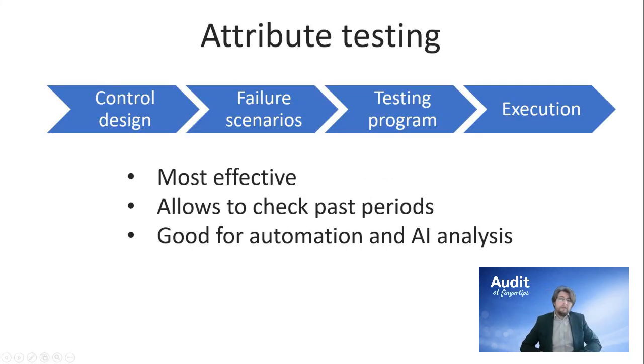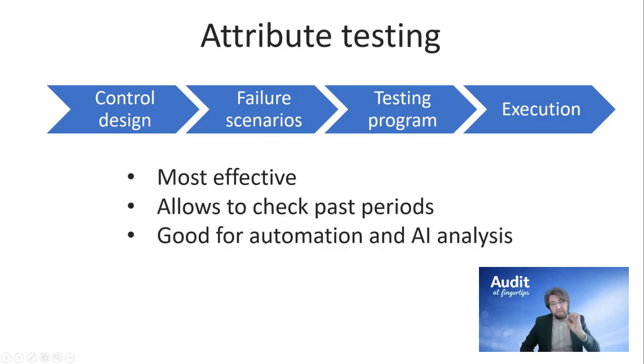Attribute testing is actually a procedure which starts from the control design, then moves to identification of failure scenarios. Once we define the failure scenarios, we put together a testing program to run, and then we execute this testing program. That's just 4 steps, very easy, very straightforward. So what are the advantages of attribute testing compared to other audit procedures?